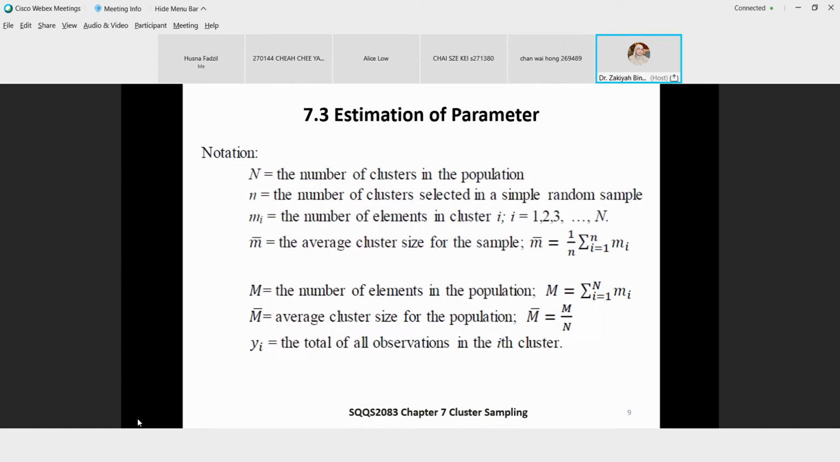Okay, guys, 7.3. How do you estimate the parameters? Okay, now stay tuned, stay focused. The notation for this chapter and also chapter 8 next is quite different from all the earlier chapters. But remember all these notations are available in your list of formula. So please refer to your list of formula when you answer your quiz and your test.